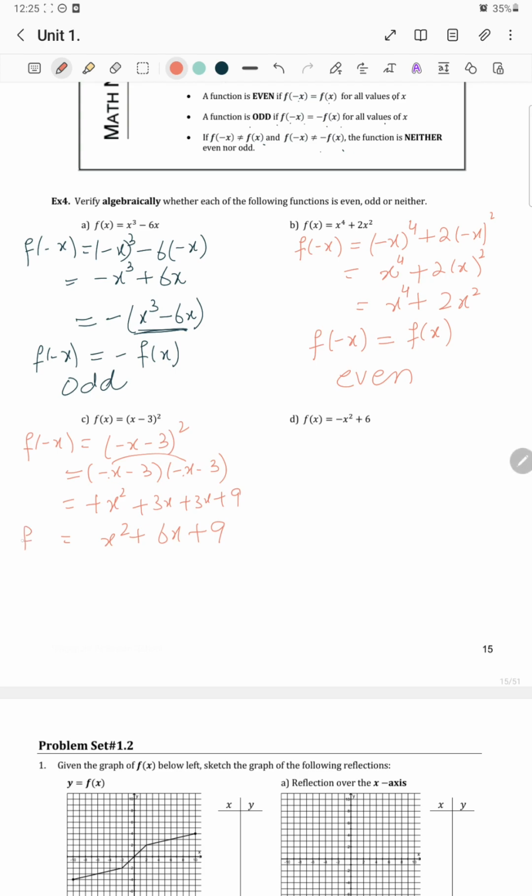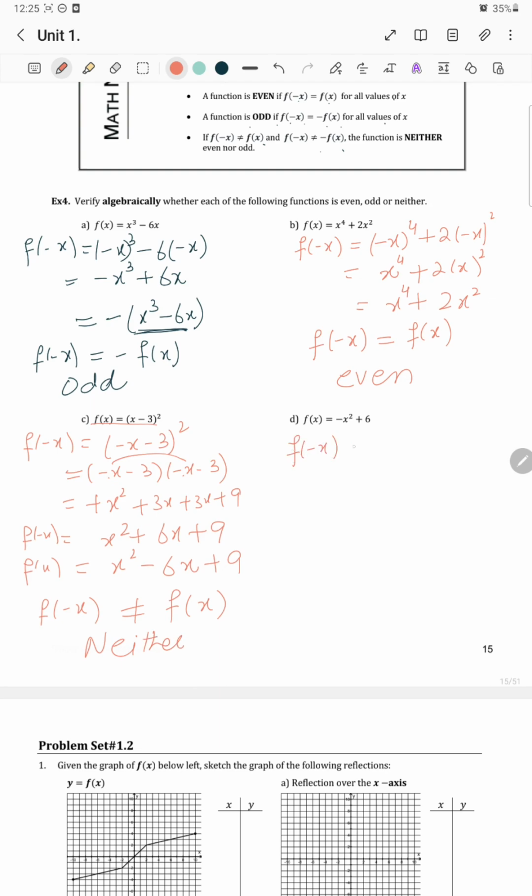We have calculated f of negative x over here. So now let's compute f of x too. This is this. So f of negative of x is not equal to f of x. So this would be neither even nor odd.